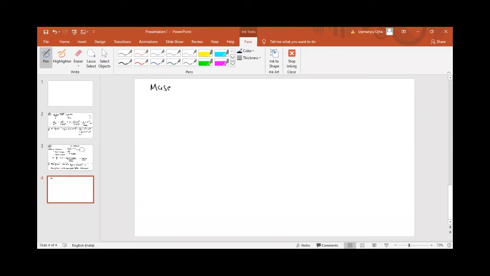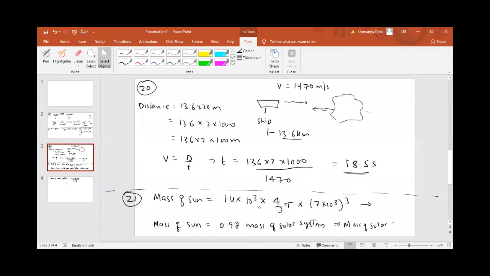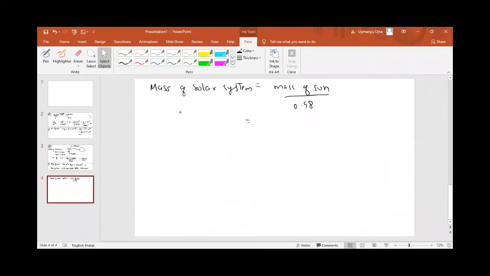the mass of the solar system would be equal to mass of the sun divided by 0.98. Okay. So mass of the sun we can calculate from this expression, 1.4 into 10 to the power 3 into 4 by 3 pi r cube, divided by 0.98. You'll get the answer from this. Okay. So the answer is coming as B. I think you have solved that answer. So the answer will be B. Okay. Fine.